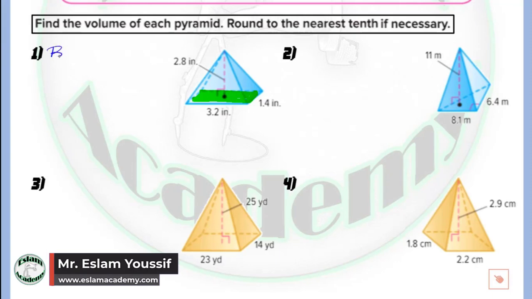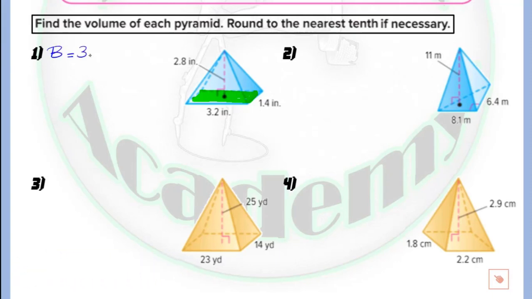So in number 1, we need to find the area of the base. The base is a rectangle, so the area of the rectangle equals length multiplied by width. We just multiply 3.2 multiplied by 1.4. By multiplying, you will find that the answer equals 4.48 squared unit.